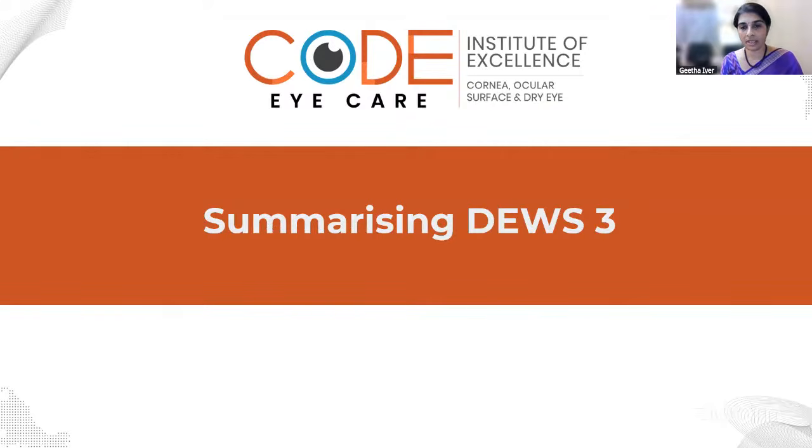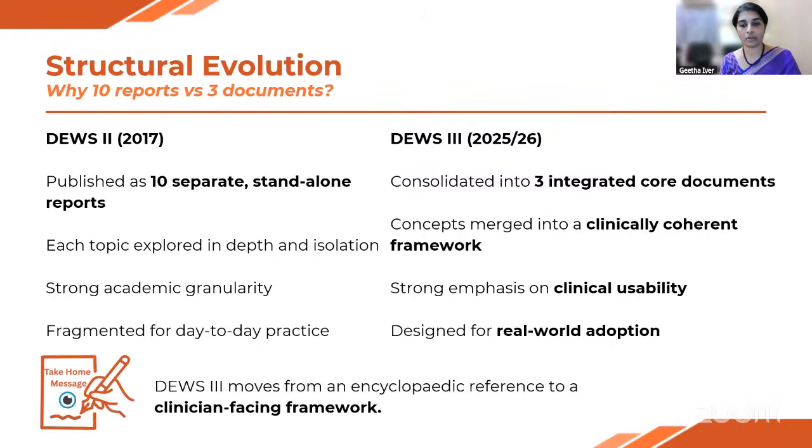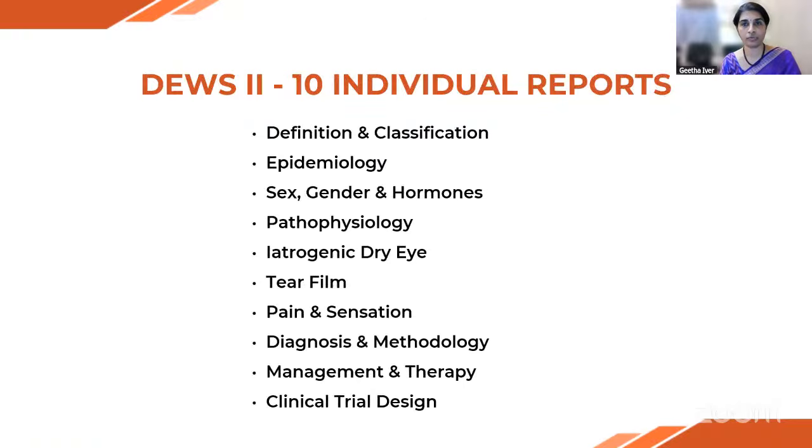So if I were to summarize DUCE-3 and what I have said so far, if you look at the structural evolution of DUCE-3 versus DUCE-2, DUCE-3 consolidated the entire report into 3 core documents, where concepts were merged into a clinically coherent framework with a strong emphasis on clinical usability and design for real-world adoption. So it moves from an encyclopedic reference to a clinician-facing framework. These were the individual reports that were part of DUCE-2, which was exhaustive, but it had to set the base or the foundation for the academic granularity that DUCE-2 provided us with.